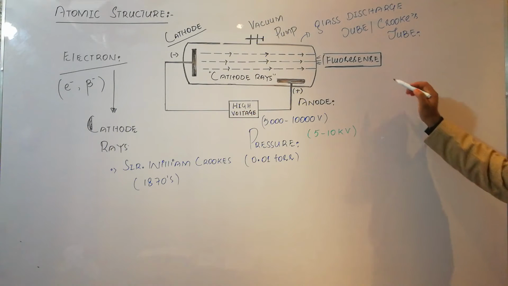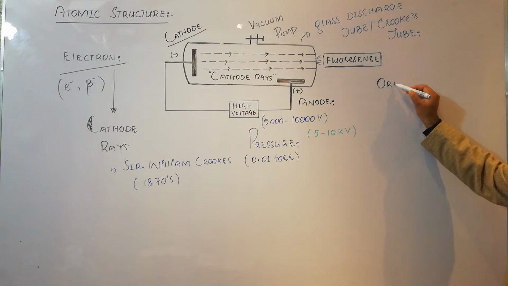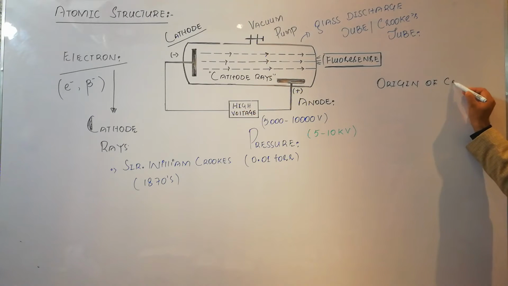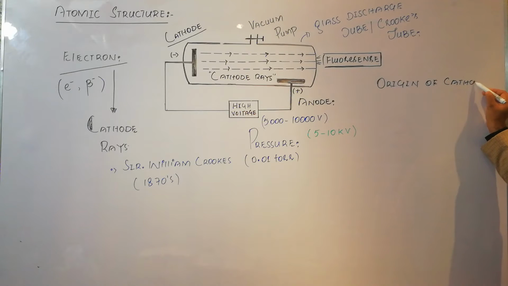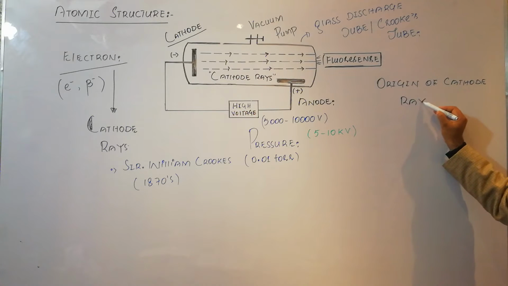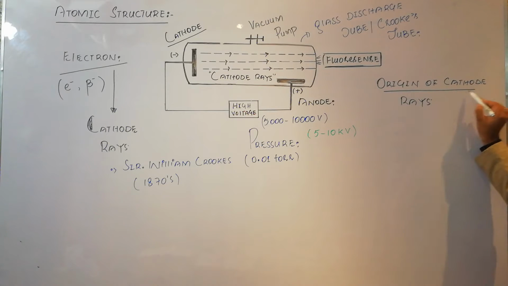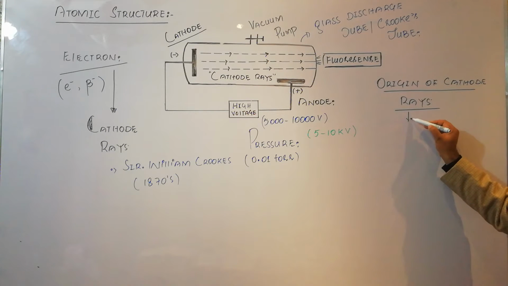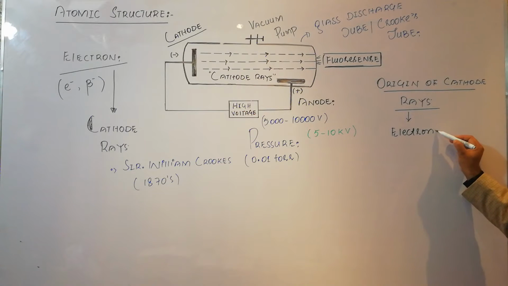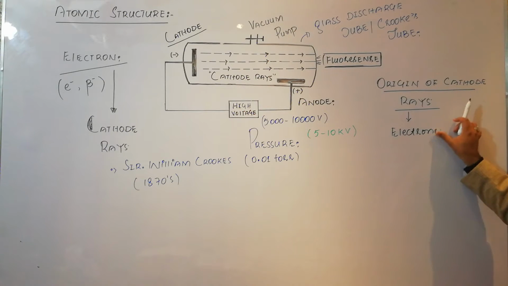The question is, what is the origin of cathode rays? Cathode rays are electrons.